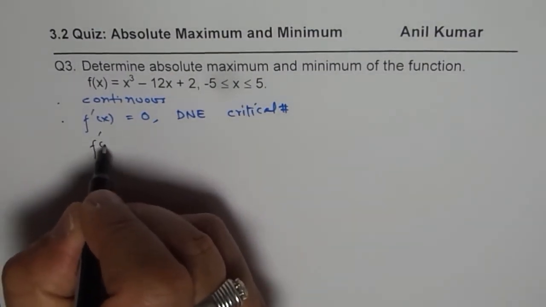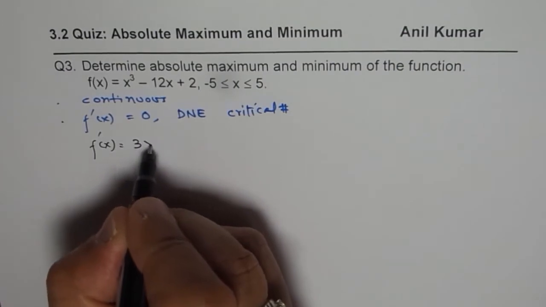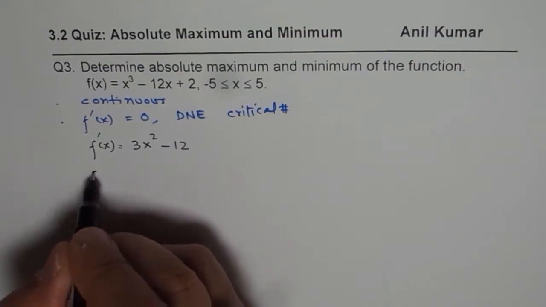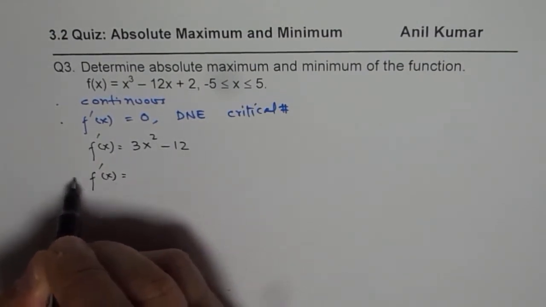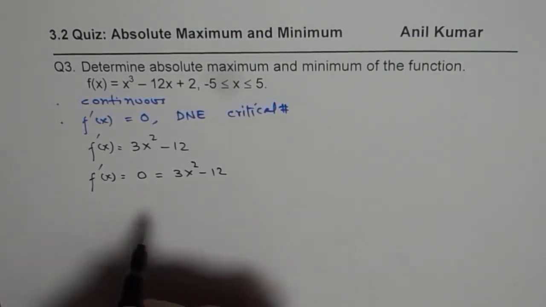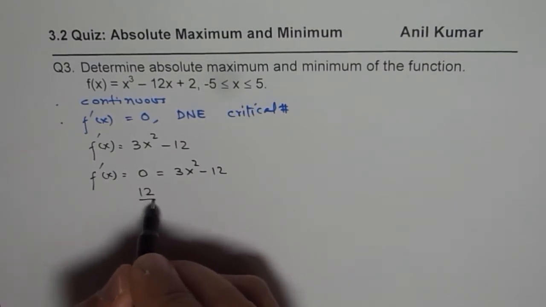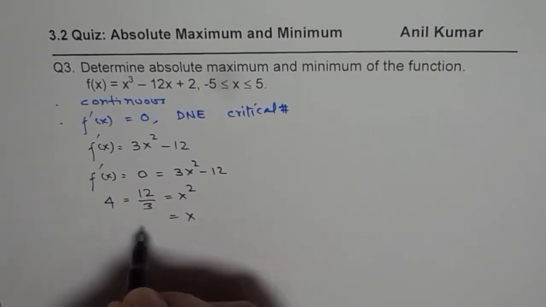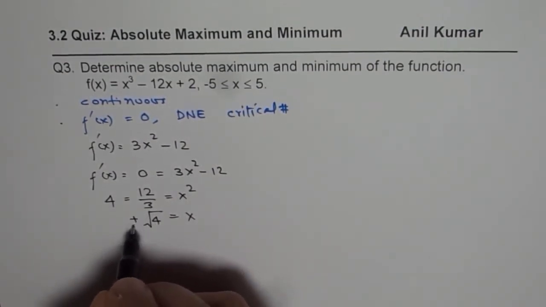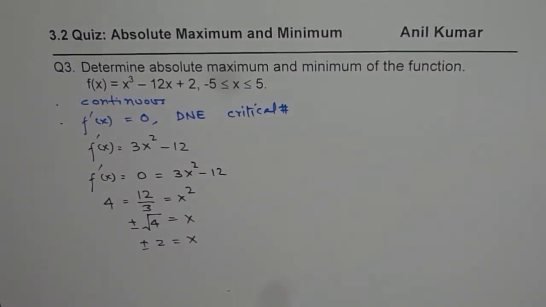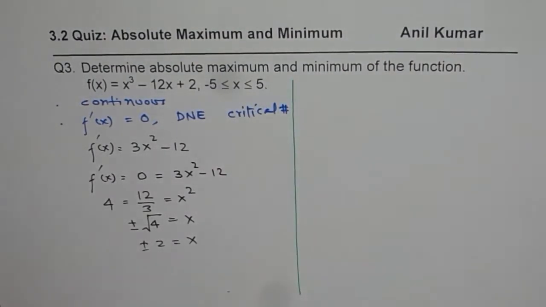So f'(x) is equal to 3x^2 - 12. Now f'(x) = 0 means 3x^2 - 12 = 0. You can solve this: you get 12 over 3 equals x^2. This is 4, of course, and x is equal to the square root of 4 with plus and minus. So we get plus and minus 2 as the value of x. So we get two critical points, at x = +2 and x = -2.